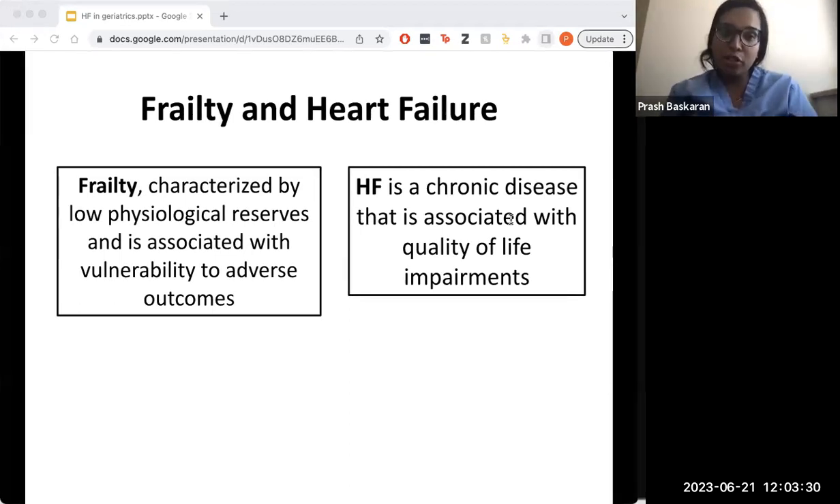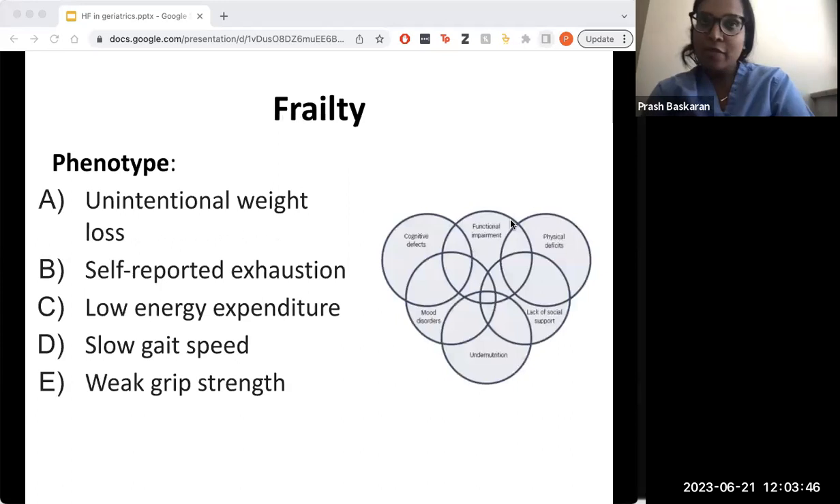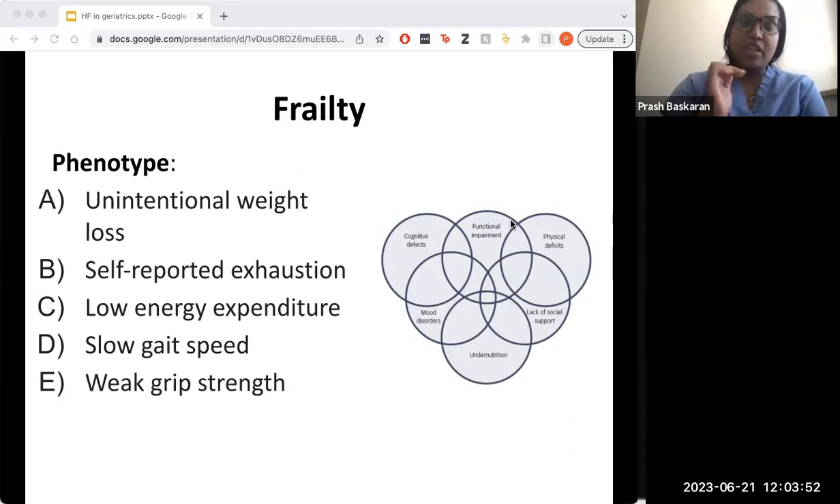So we know frailty is characterized by low physiological reserves and it's associated with vulnerability to adverse outcomes. And then heart failure is a chronic disease and obviously affects the quality of life of patients. So the question is, are the two related? The answer is yes. When we define frailty, there are many, many different assessments that can be used, but essentially they look at these following domains: unintentional weight loss, self-reported exhaustion, low energy, slow gait speed, and weak grip strength. The weak grip strength directly relates to weakness, which is often what is used when describing this domain.